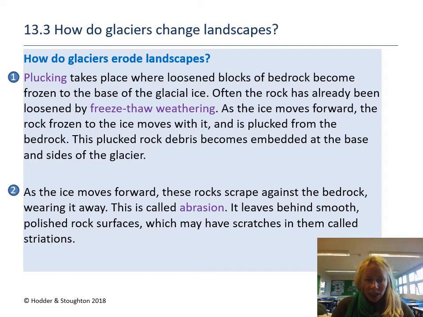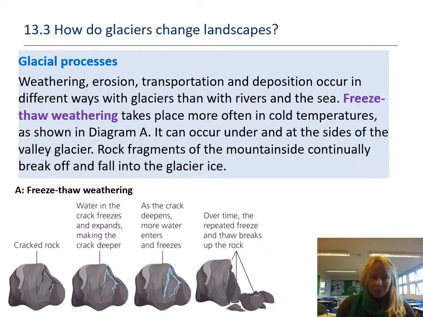Number 2, as the ice moves forward, these rocks scrape against the bedrock, wearing it away. This is called abrasion. It leaves behind smooth, polished rock surfaces, which may have scratches in them called striations. If you're a bit confused about these 2 processes, Year Nines, do go back to the previous slide, have a look at those diagrams, maybe rewatch the video to help explain them.